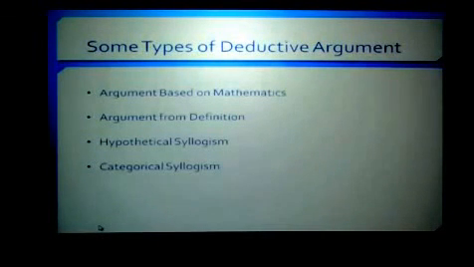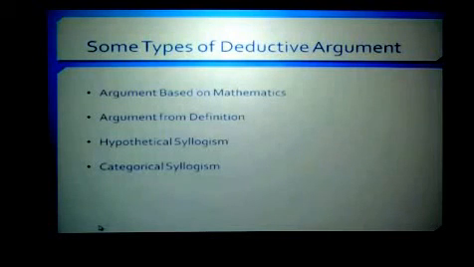Okay, so arguments based on mathematics are basically arguments where mathematical reasoning is involved. So 2 + 2 = 4, this is a mathematical argument. I have 3 apples, Jane has 4 apples, so Jane and I have 7 apples. This is another mathematical argument. The reason why these are mathematical arguments, again, is because they use mathematical reasoning.